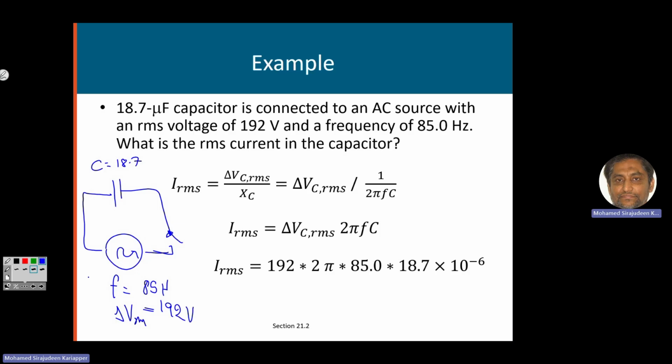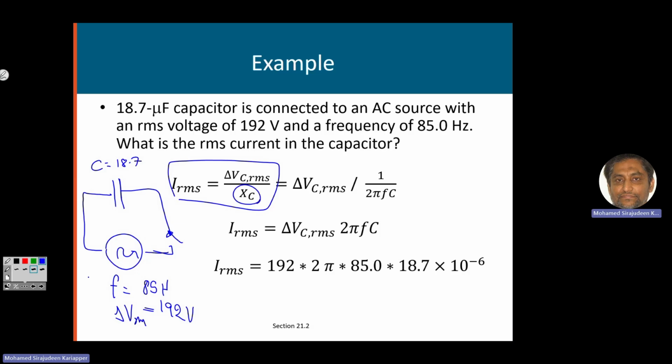Question. So what is the current through this circuit? When you close the switch, there will be a current flowing, the RMS value of the current. So simple, you just use Ohm's law. Current is equal to potential difference divided by not resistance, because we don't have a resistance, we have a reactance, capacitive reactance. So instead of resistance, you put the reactance. The symbol for reactance is X, but it is for capacitor, so X sub C.